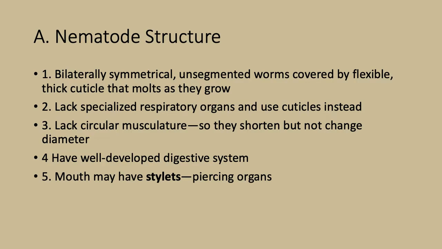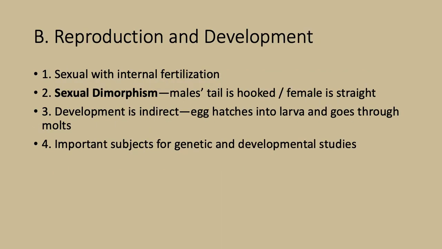Well-developed digestive system, and the mouth may have stylets. Reproduction and development: they do sexual reproduction with internal fertilization. You'll also notice sexual dimorphism within species, which means you can tell the difference between the sexes. Males have a hooked tail; females have a straight tail. Sexual dimorphism just means the males and females differ in form. You can tell this with pheasants.